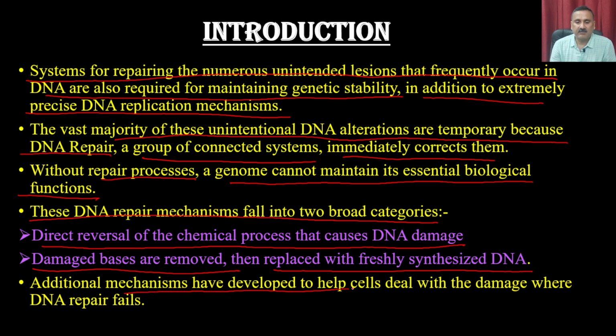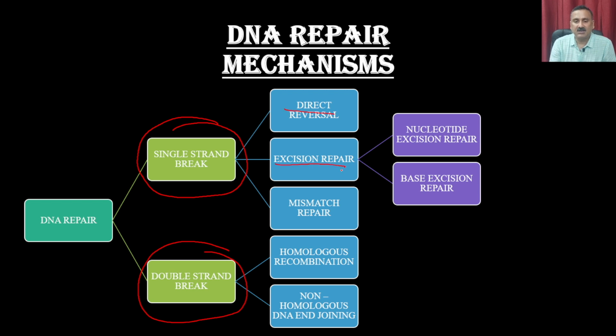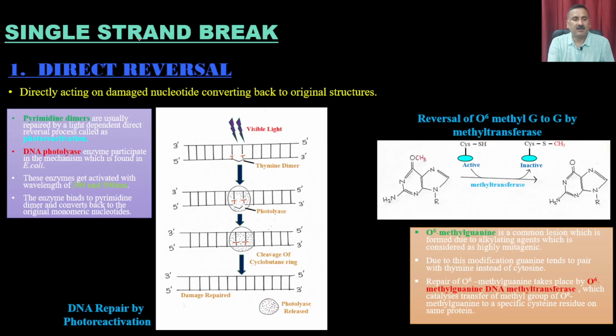So additional mechanisms have developed to help the cell deal with the damage where the DNA repair fails. In DNA repair mechanisms, you can have the single strand break repair mechanisms or the double strand break mechanisms. In the single strand break mechanisms, you can have the direct reversal, excision repairs, and mismatch repairs, and within the excision repairs you can have the nucleotide excision repairs or the base excision repairs. Whereas in the double strand breaks, you can have the homologous recombination or the non homologous DNA recombination. So for single strand breaks, you can have the direct reversal, directly acting on the damaged nucleotide, converting it back to the original structure.